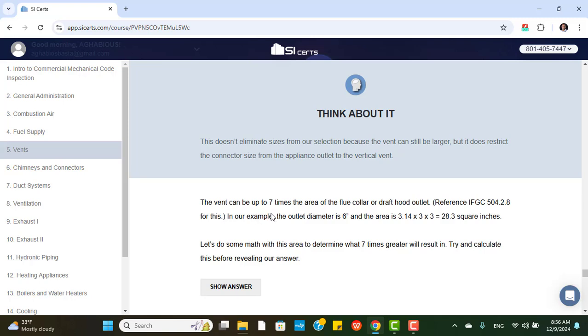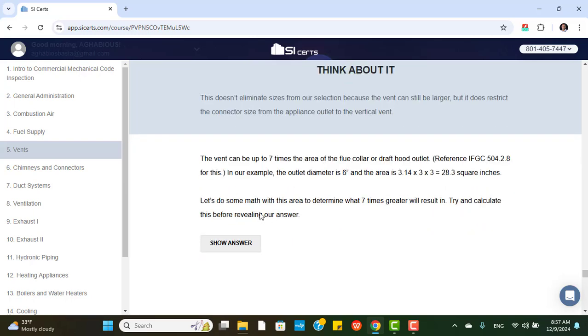The vent can be up to 7 times the area of the flue collar or draft hood outlet. Reference International Fuel Gas Code 504.2.8 for this. In our example, the outlet diameter is 6 inch and the area is 3.14 multiplied by 3 by 3, which equals 28.3 square inches.